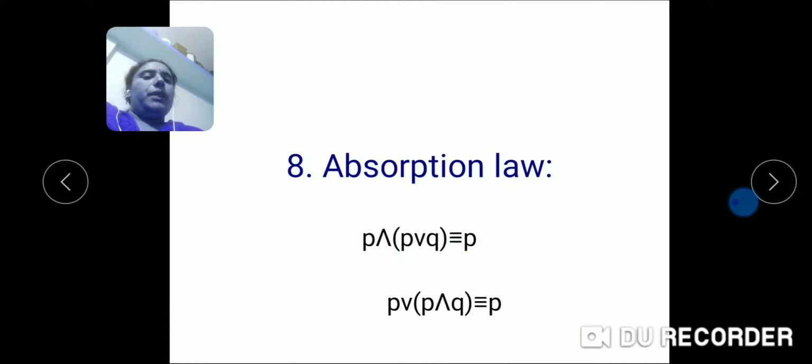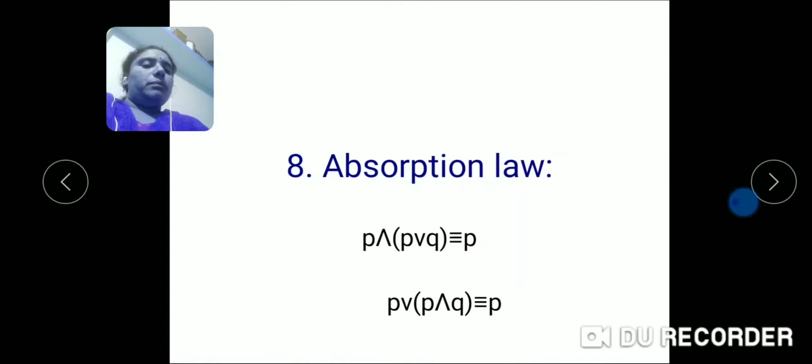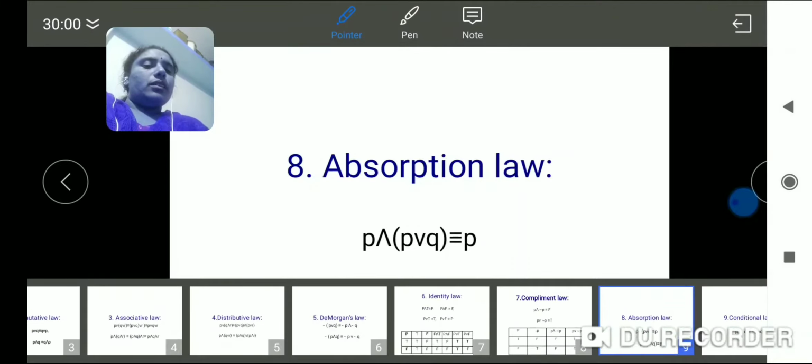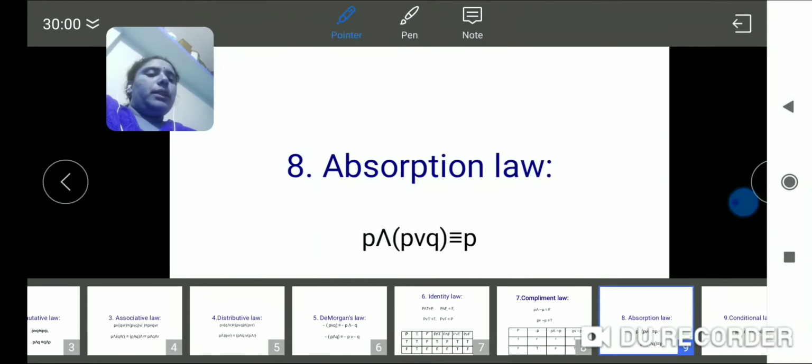Next is the absorption law. See, P and in bracket P or Q is logically equivalent to P, and P or in bracket P and Q is logically equivalent to P. In this rule, see, the symbols are different, but the two statements P are same. Then in this case we write the result as P.